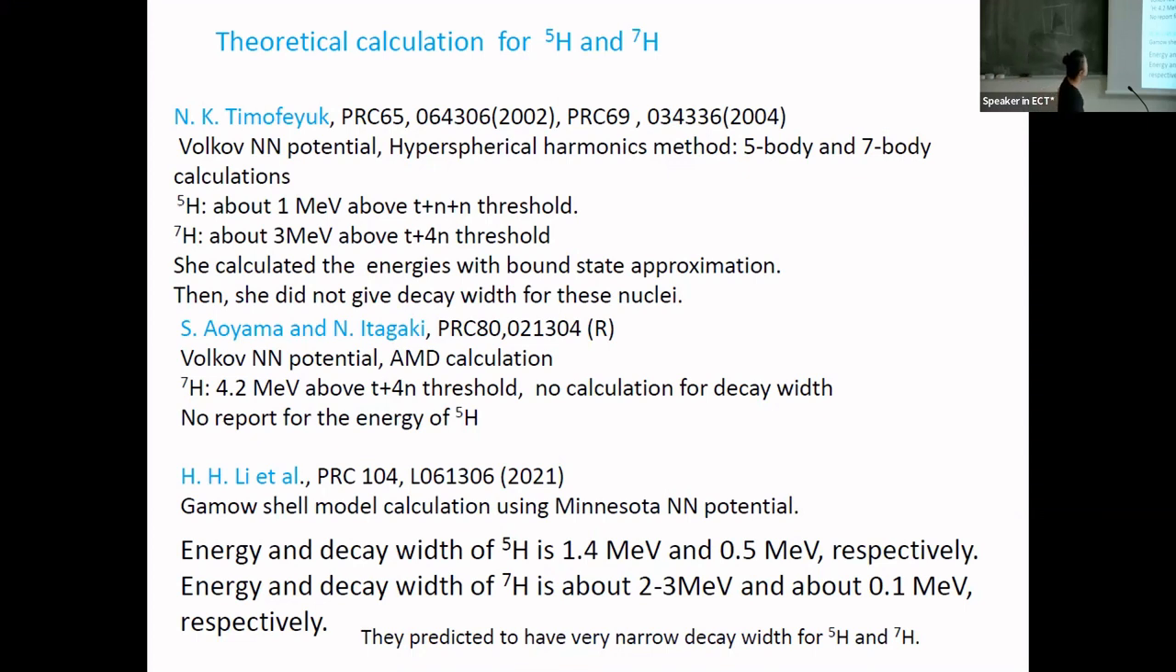According to their paper, the energy of hydrogen-5 is 1.4 MeV, and the decay width is like this. In the case of hydrogen-7, the energy is 2.3 MeV, and the decay width is 100 keV. That's a very narrow state.